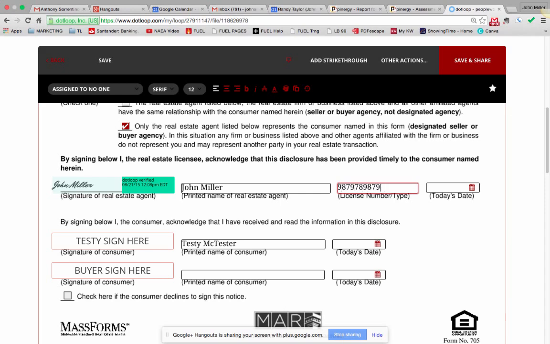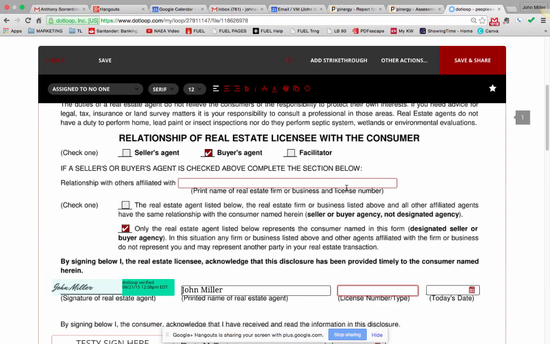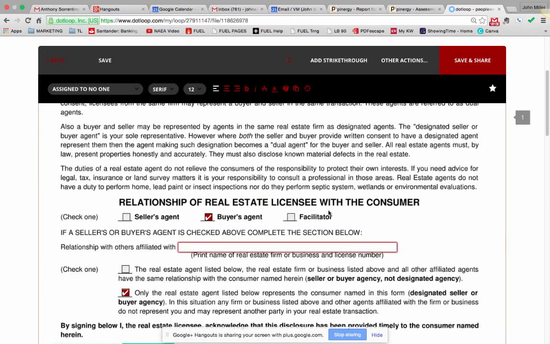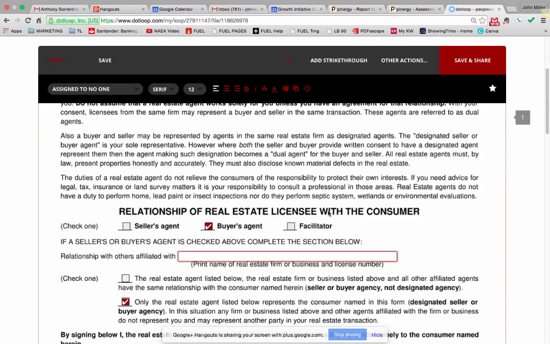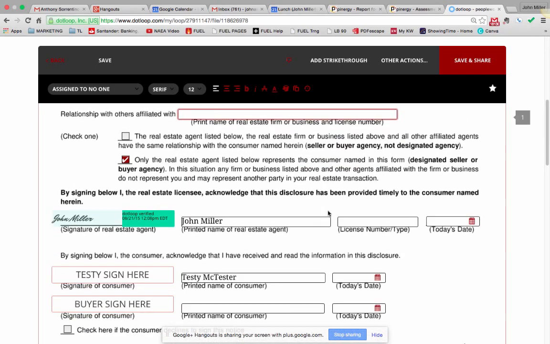Gotcha. And what you can do is you can call DotLoop and have them set it up so that automatically your license number goes in here every time you do one of these forms. Automatically your company name and your company's license number goes in here every time you fill out one of these forms. So you can actually make a template where this gets pre-filled in automatically every time you log into it. That's good.